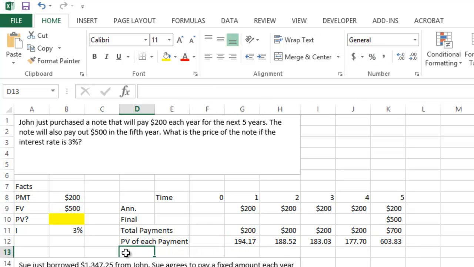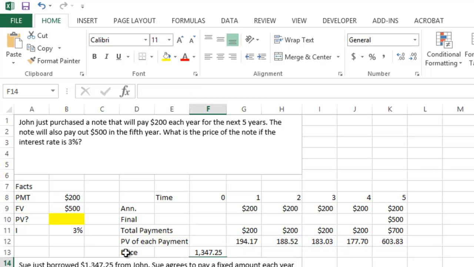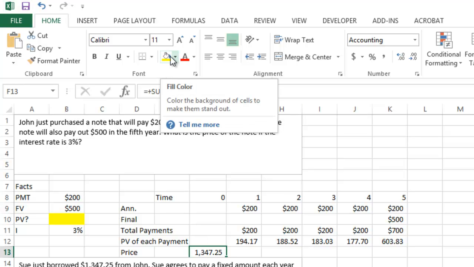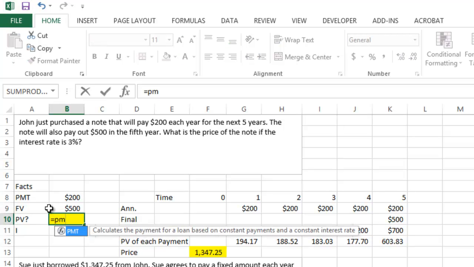Now the present value for the price is just the summation of all the present values. And that's $1,347.25. Now I'd like to double check my work by using Excel's functions, and I can do that by using the... let me back up here.